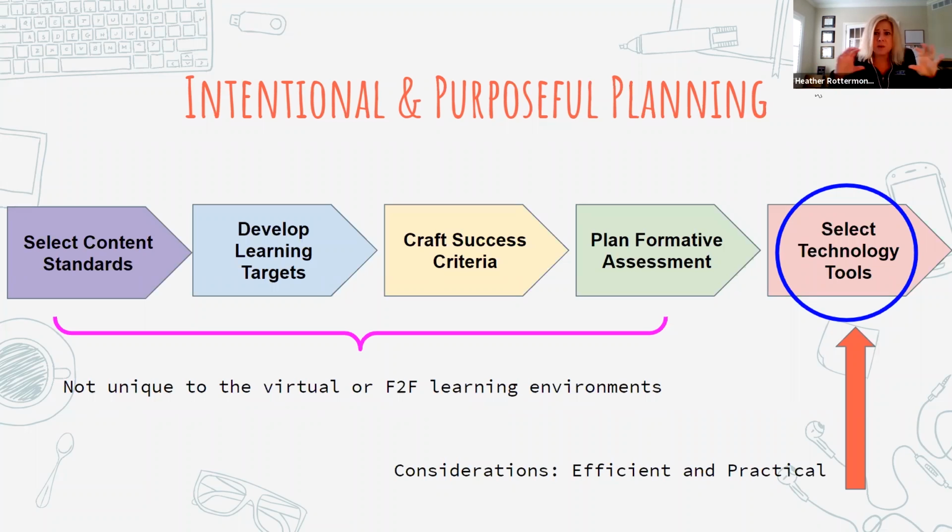And so those first four arrows there, it's not unique to the virtual or the face-to-face learning environment, right? And this was some of the things that we talked about in yesterday's session, that with virtual or not virtual formative assessment, it's the same, right? We engage it in the same way, but we have to be really mindful and intentional about what that looks like. So when we are selecting our tech tool or our digital tool to collect evidence, we need to consider what is efficient, what is practical, but really what's going to give us the evidence that we need to make the best instructional decision, right?